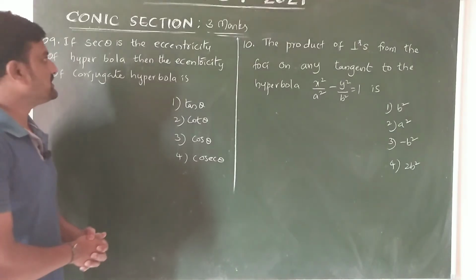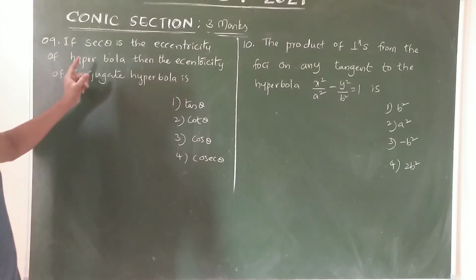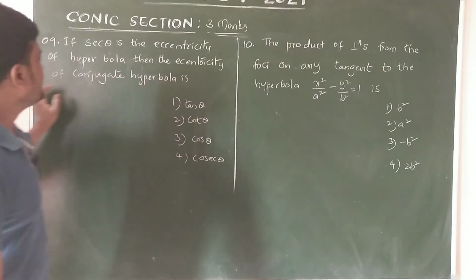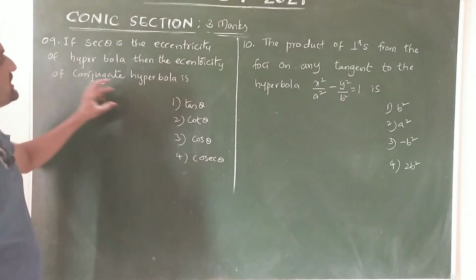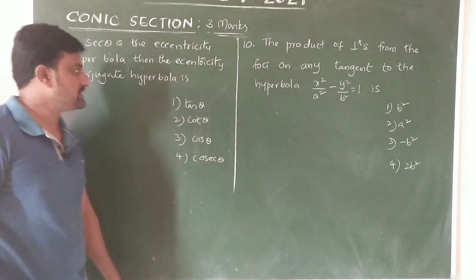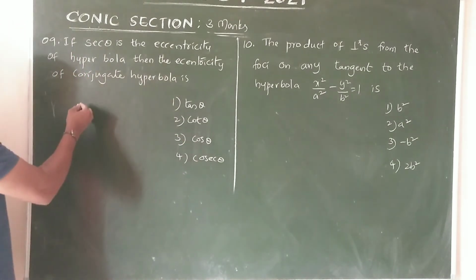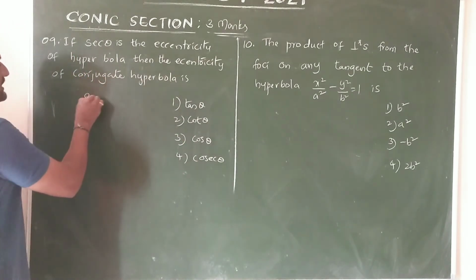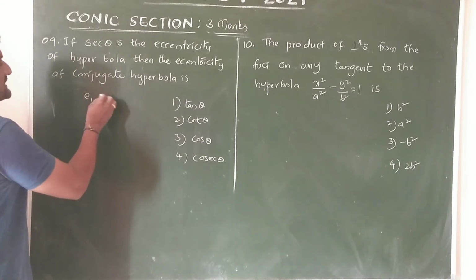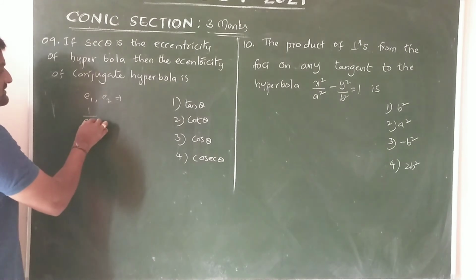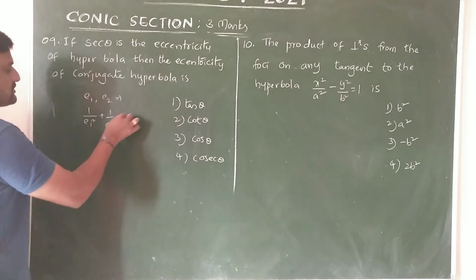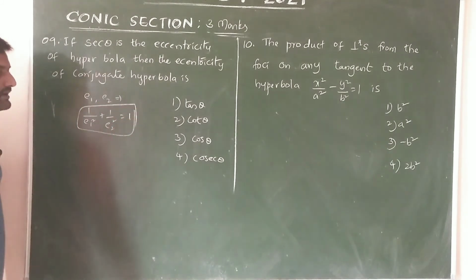Okay. Let us go with a new problem. If secant theta is the eccentricity of a hyperbola, then the eccentricity of the conjugate hyperbola is what? We know that if the eccentricity of the hyperbola is E1 and the eccentricity of the conjugate hyperbola is E2, then 1 by E1 square plus 1 by E2 square equals 1. Now this is a formula, yes or no?